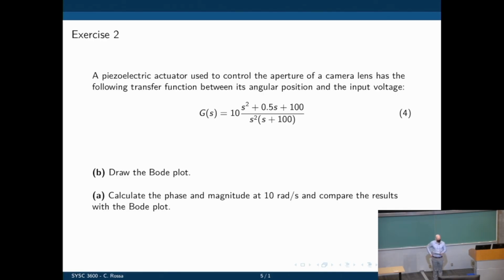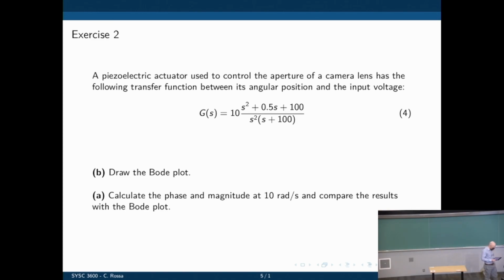Draw the Bode plots, calculate the phase and magnitude. What do we do first? First, same thing again. We need to prepare the transfer function in the format needed for Bode plot. That entails that the 0, for example, is to be written in this form, and all other poles and zeros as S divided by the cutoff frequency plus 1.